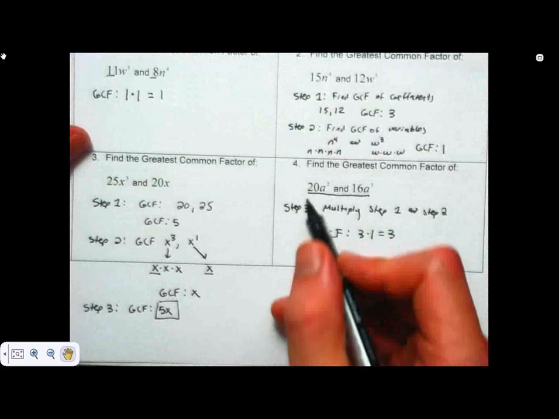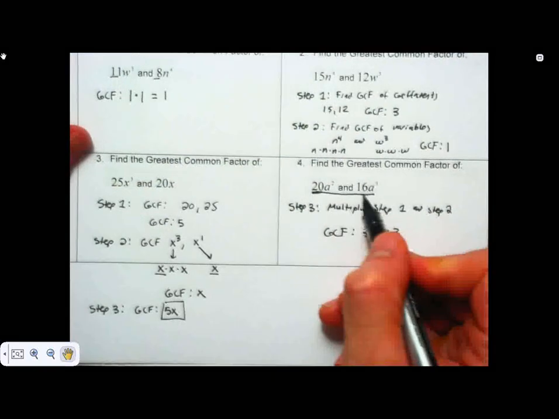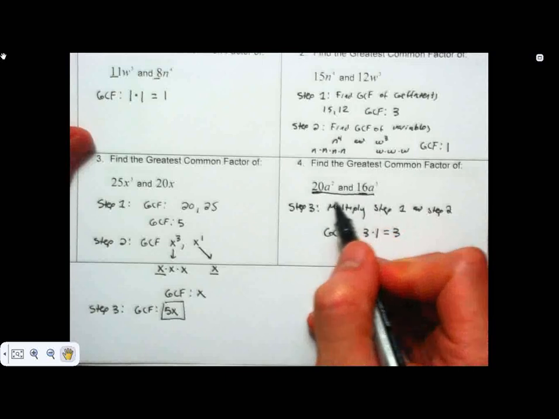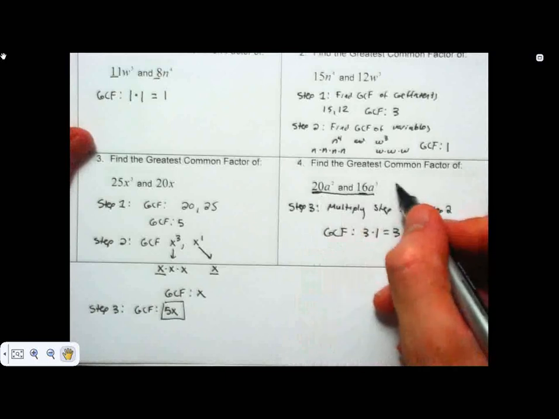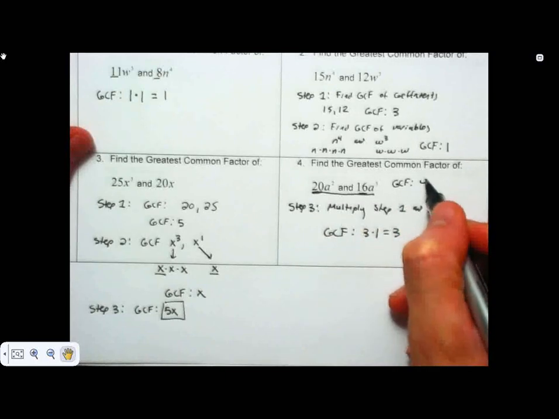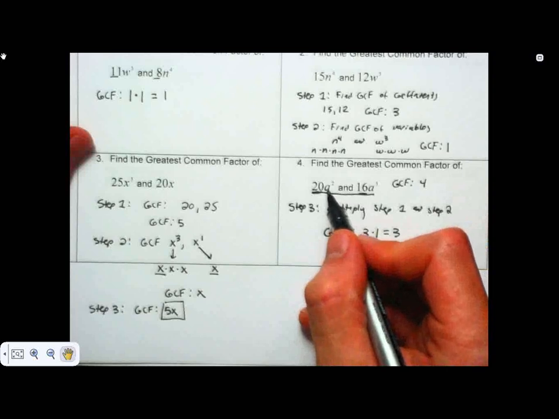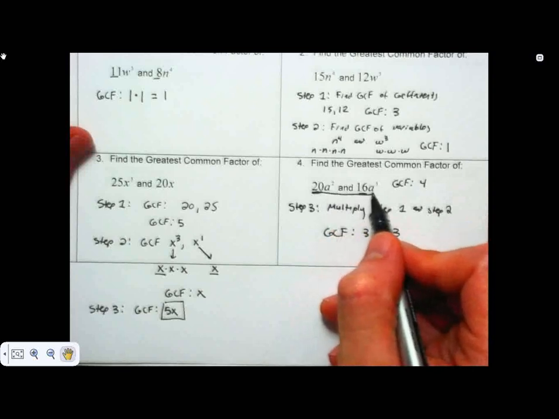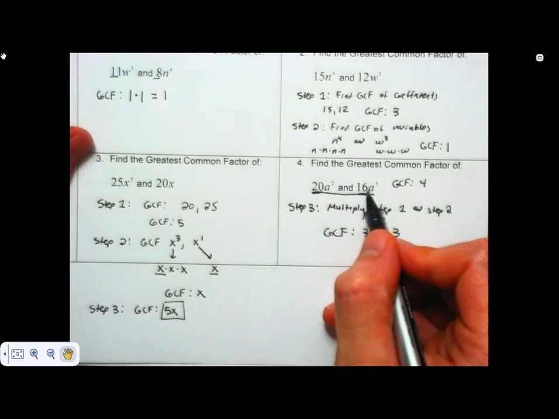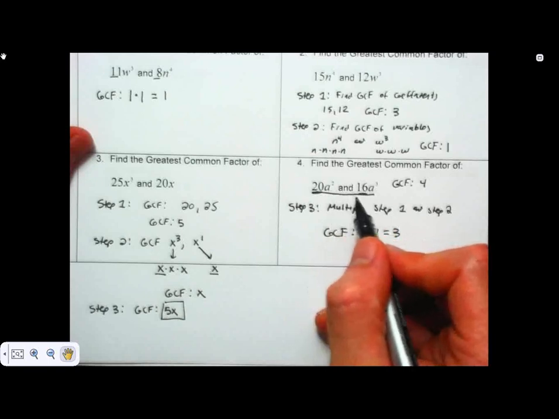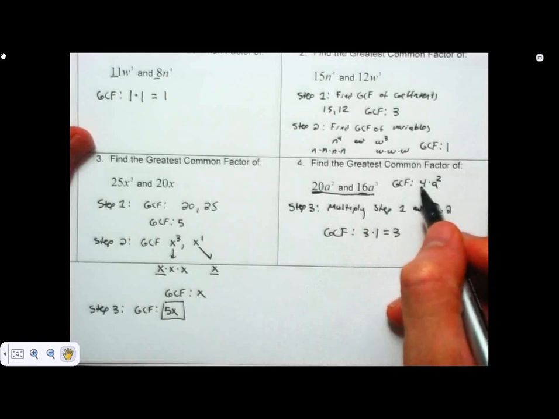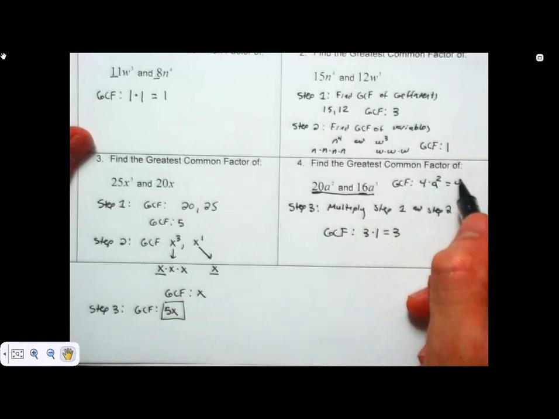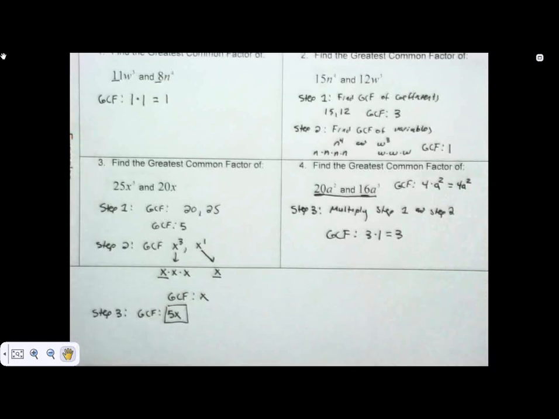So number 4, if we go through the same reasoning, let's first look at the 20 and the 16. If I try to decide what's the largest number that goes into both, I think you're going to come up with an answer of 4. Then if I look at the variable pieces, this guy has 2 factors of a, this guy has 3 factors of a, so they share 2 factors of a. They have 2 factors of a in common, so if I multiply my 2 factors of a times 4, I end up with 4a squared, and that's my answer.